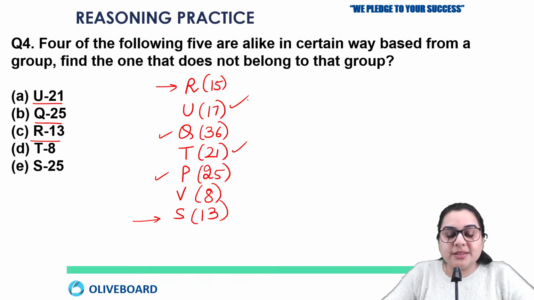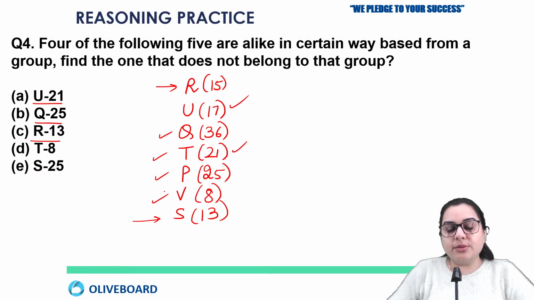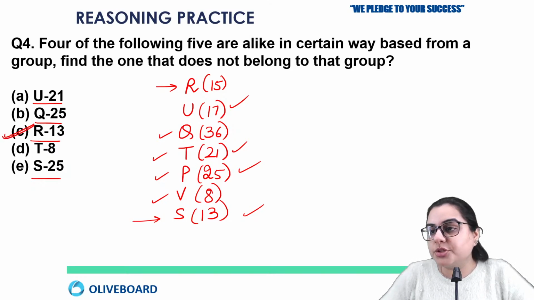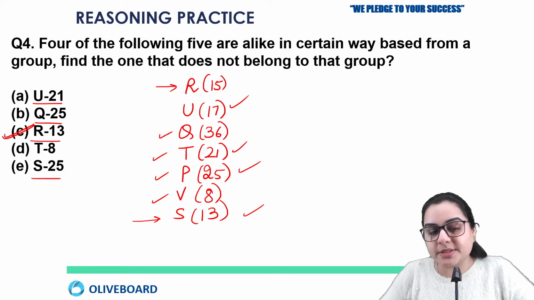Option D says T, 8. So same relation, a gap of one box between T and 8. Next is S 25, same relation, a gap of one box between S and 25. So here the answer will be option number C, not option number A. So I hope this is clear to you all, right? Yes, it's option number C, not U 21.